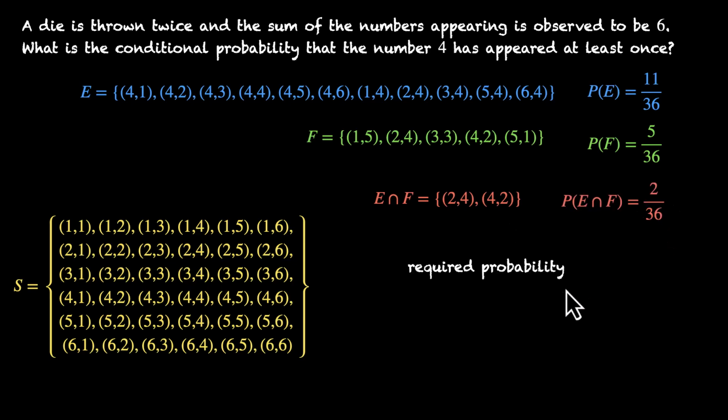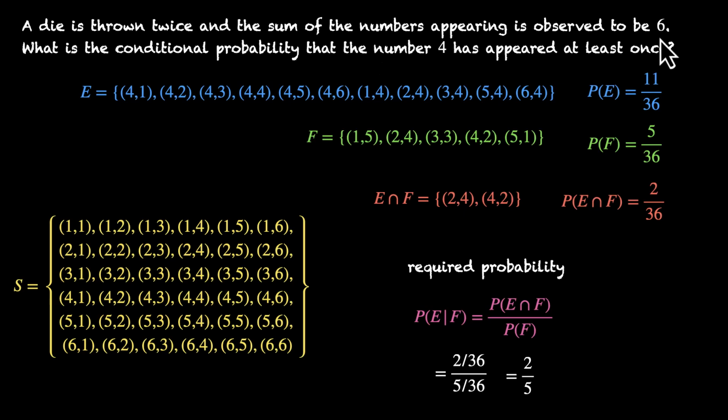Now the required probability is probability of E intersection F divided by probability of F. This is 2 by 36 divided by 5 by 36. This is 2 by 5. Here's another way to think about it. The sum is observed to be 6, which means one of these 5 events has occurred. 1, 5, 2, 4, 3, 3, 4, 2 and 5, 1. Of these, there are these 2 events, 2, 4 and 4, 2, where 4 has appeared at least once. It's exactly once, but these are the events that we need. So the probability is 2 divided by 5, that's 2 by 5.